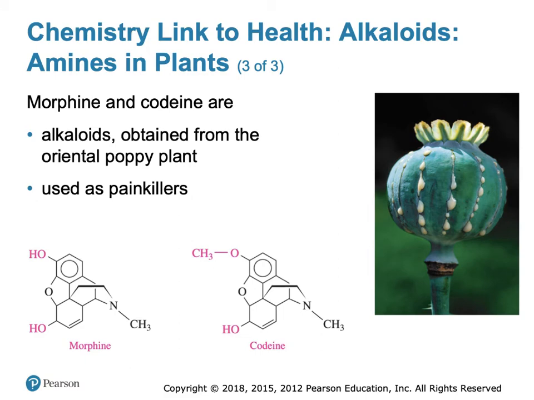Morphine and codeine are also alkaloids. They are obtained from the oriental poppy plant. They are used as painkillers. So I'm going to highlight for you the amines here. There's an amine and there is an amine. Let's look at the other functional groups that are present. You can see here in blue, I have a phenol. And then here I'm going to do in green, I have an ether in morphine. And then I have an OH group. And I also have an alkene.